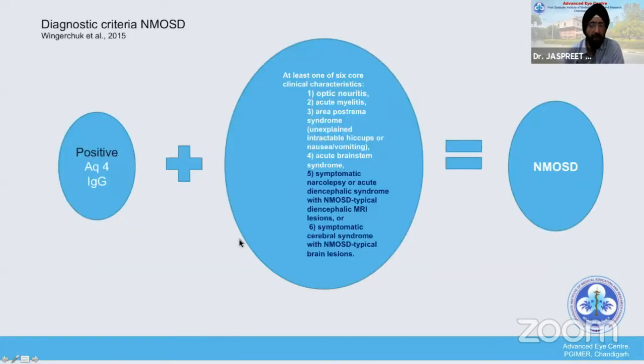The diagnostic criteria of NMOSD were well described in 2015. If you have positive markers like aquaporin 4, then along with one of these core characteristics, like optic neuritis, acute myelitis, area postrema syndrome, which includes hiccups, nausea and vomiting, or acute brainstem syndrome, symptomatic narcolepsy, or cerebral syndromes, or even focal involvement of the brain, if you have a positive aquaporin 4, then yes, we are dealing with some kind of NMOSD.